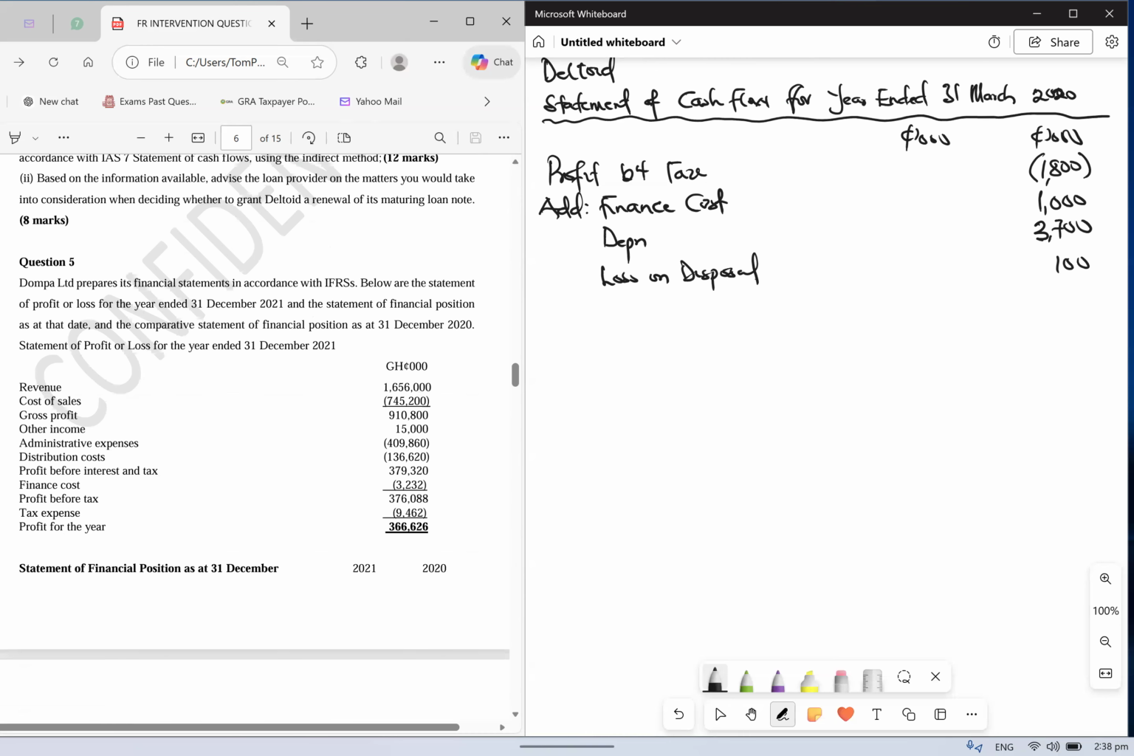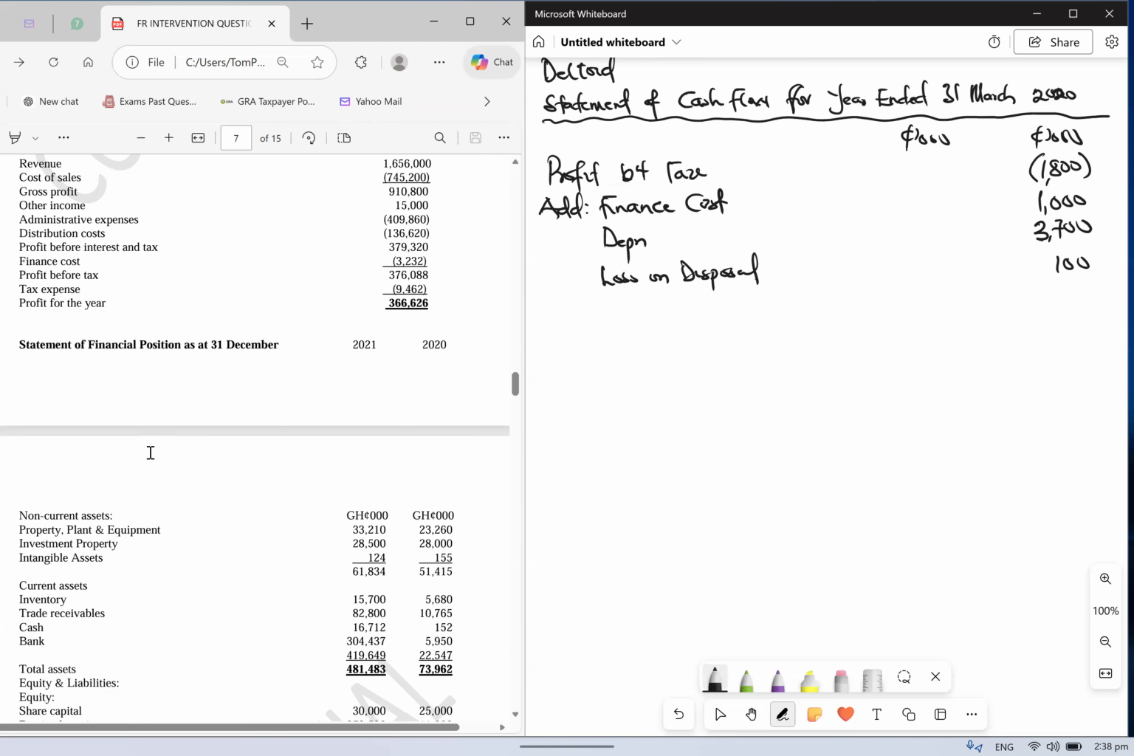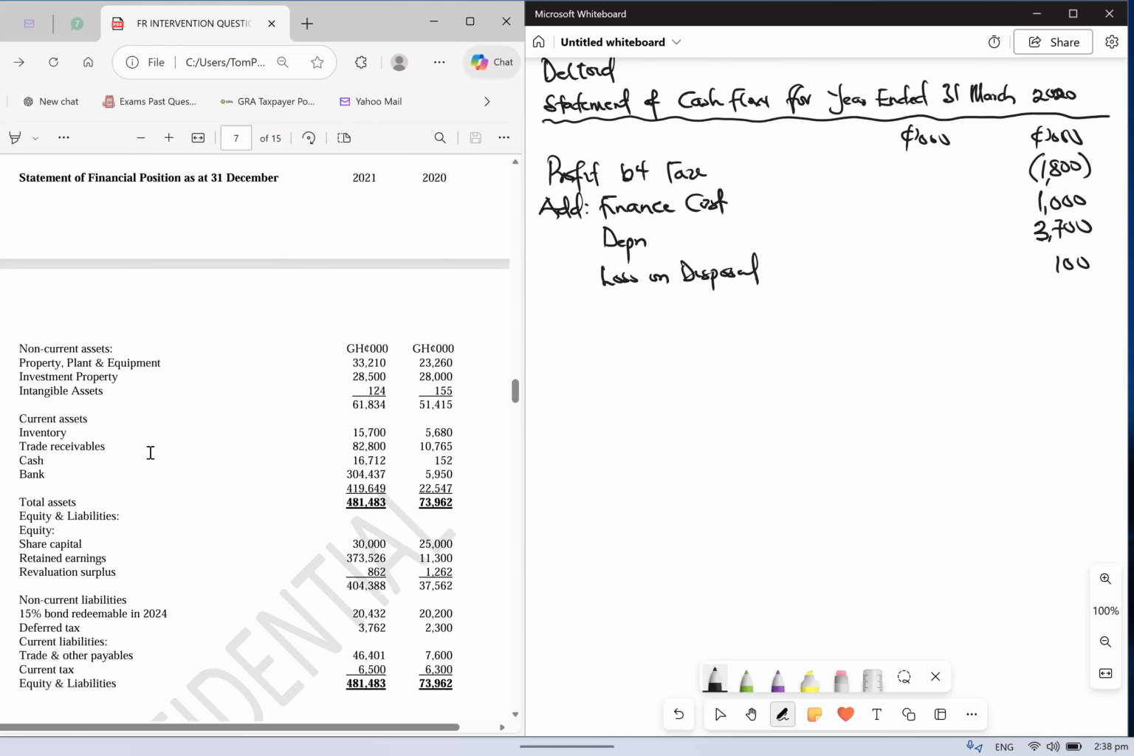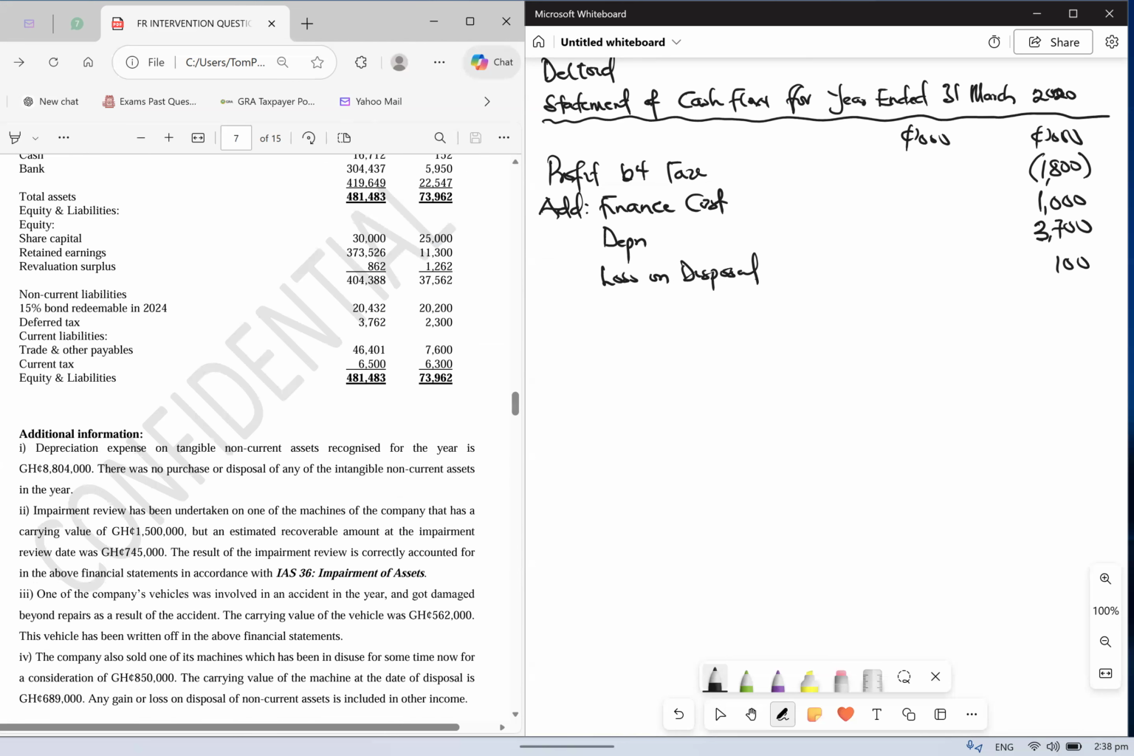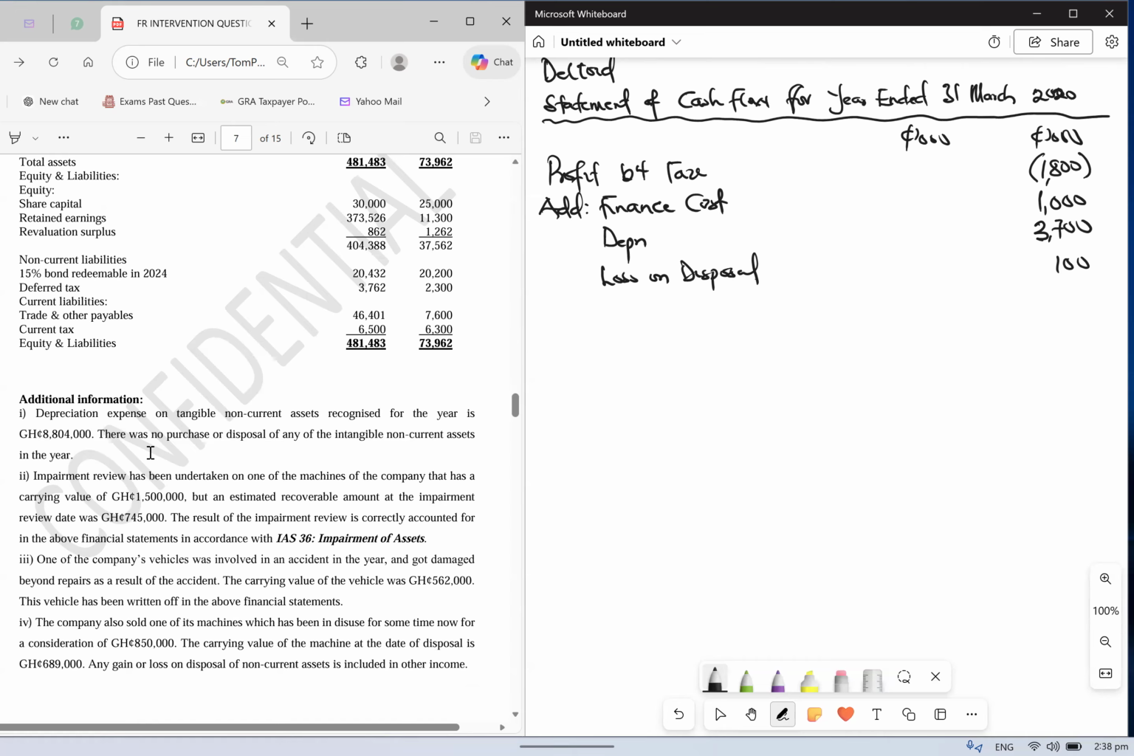So when you pick this one, you add back this one, and the 15,000 you subtract back because it's an income. Income is not a cash flow. And here you have depreciation expense for the year. There was no purchase, and you work out for this impairment, because impairment too is non-cash.